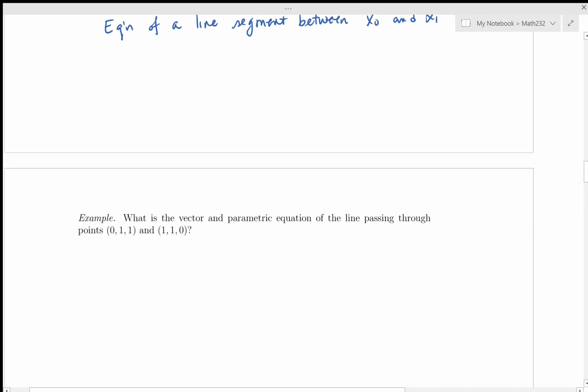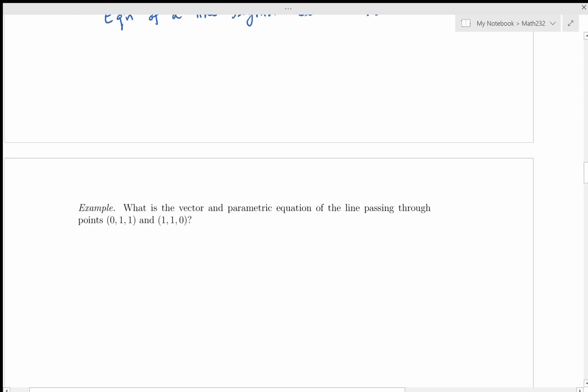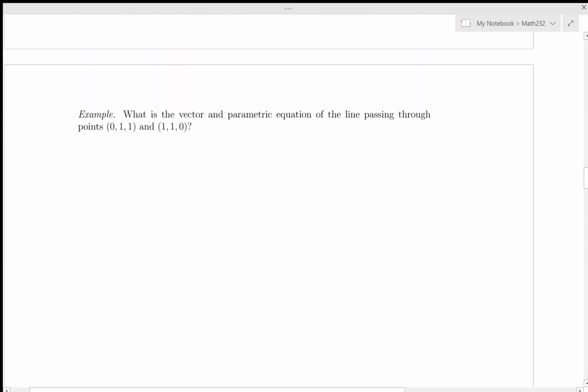Okay, so let's do another example. What are the vector and parametric equations of the line passing through 2 points? Here we've got 2 points and we are in R3. So we've got 1 point, let's call it x naught. It is 0, 1, 1. And the second point, x1, which is 1, 1, 0.